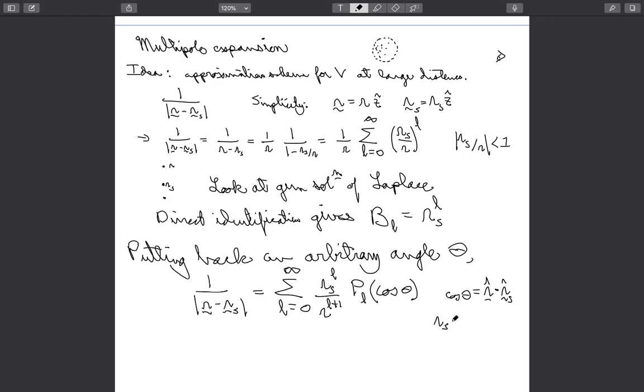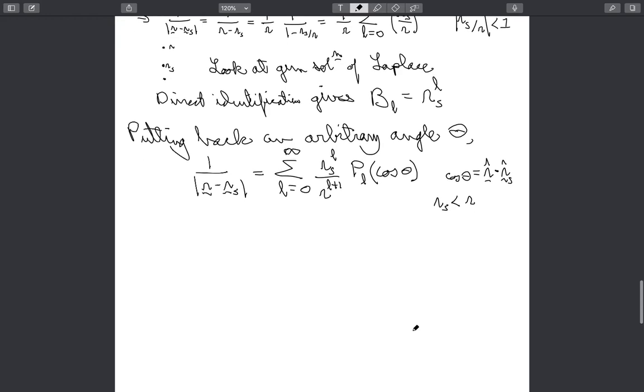Well, we don't assume, we know that the expansion works if the source is closer to the origin than the observation point, just so the series converges. Right, so that's kind of a good first step. Now, this is for a point charge at r_s, right?